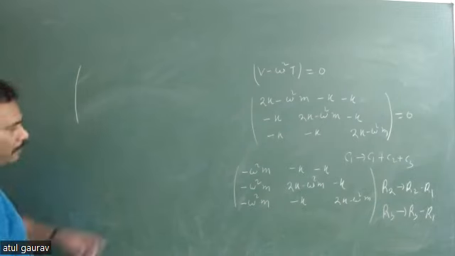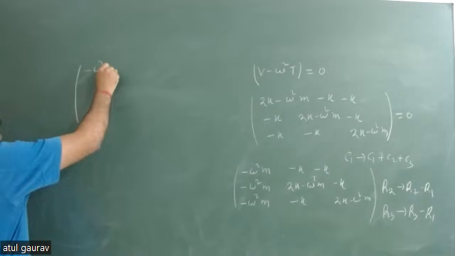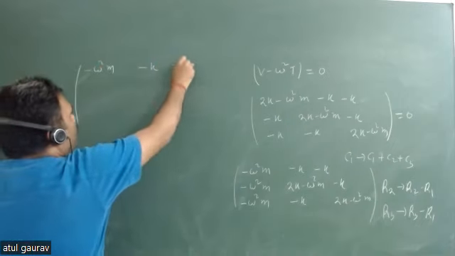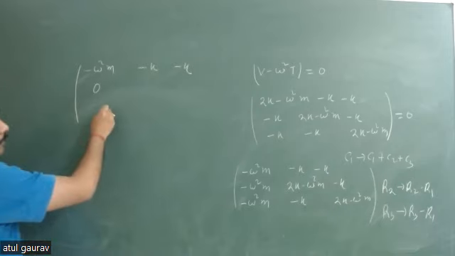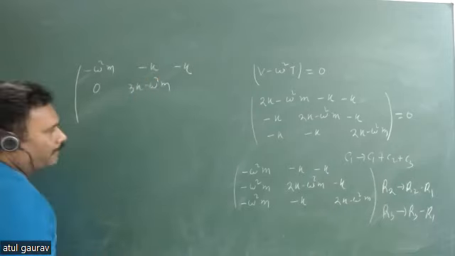What will be next one? बताइए क्या होगा? Minus omega square m. Minus omega square m, minus k, minus k, 0. This value is 3k minus omega square m, isn't it?